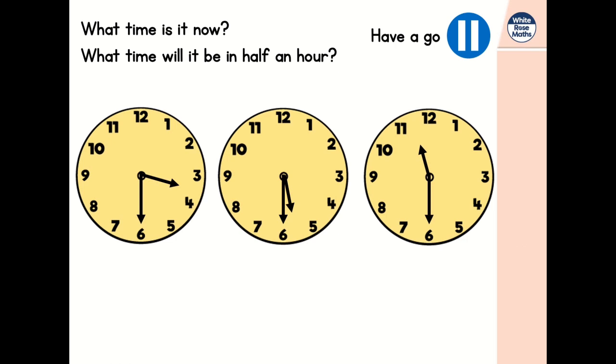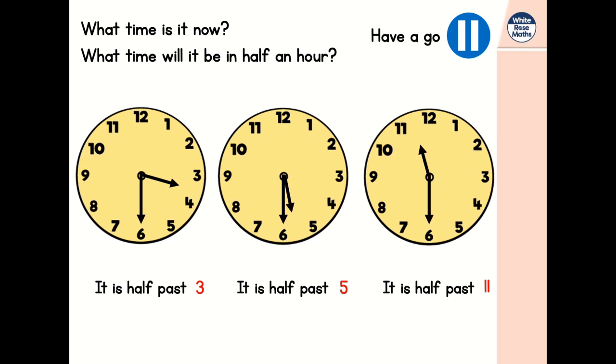Right, let's take a look at this first clock. What time is it now on the clock? Well, it's 3:30. Well done. On the second clock, well, that's 5:30. And on the third clock, it's 11:30.